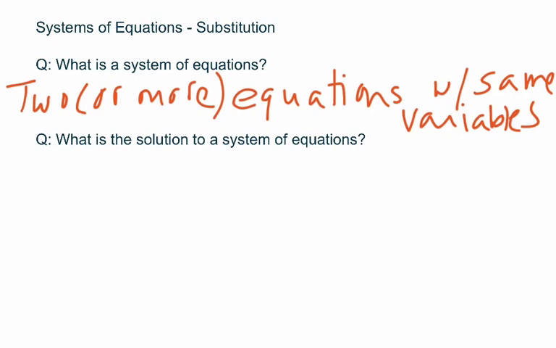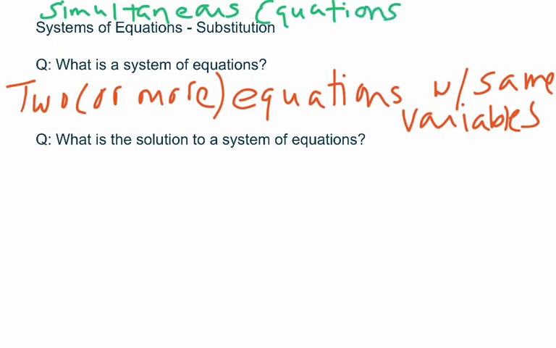There's another name for systems of equations that's a little bit older, and that is simultaneous equations. That's a little bit older term. I think like my mom would use the term simultaneous equations. I use them both. Most people now use them both.